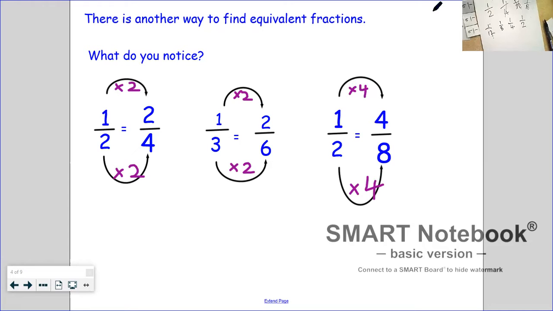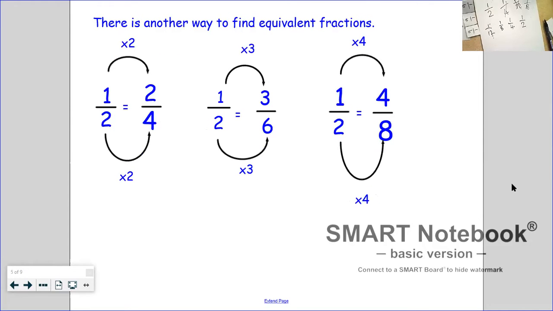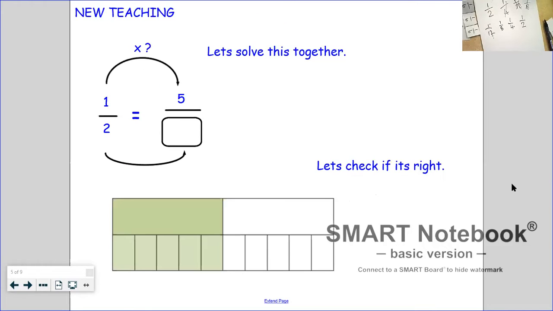So let's put this into practice now. Oh, look, there you go. There were your answers. We just did that together. So let's put it into practice. So we've got 5 here and nothing here. And we've got a half here. So whatever we do to the numerator, we must do to the denominator.